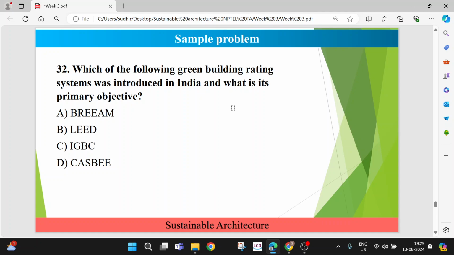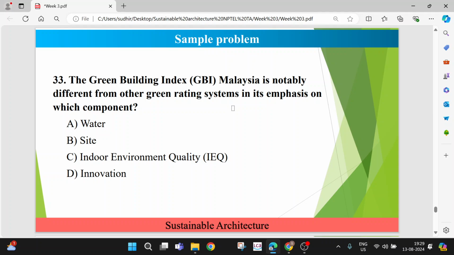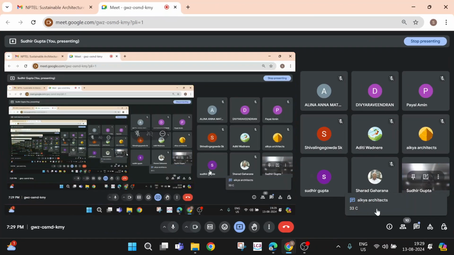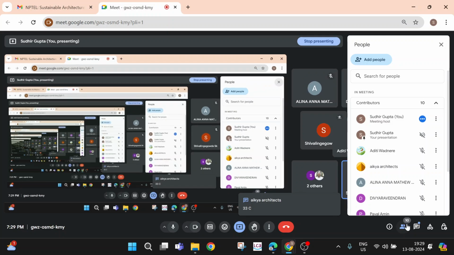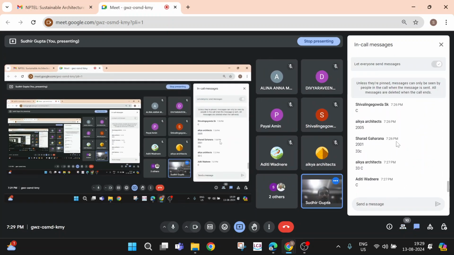Okay, then let's move to question 33. Try to give an answer to this question. GBI, Green Building Index of Malaysia, is notably different from other green building ratings in its emphasis on which component? Option C.